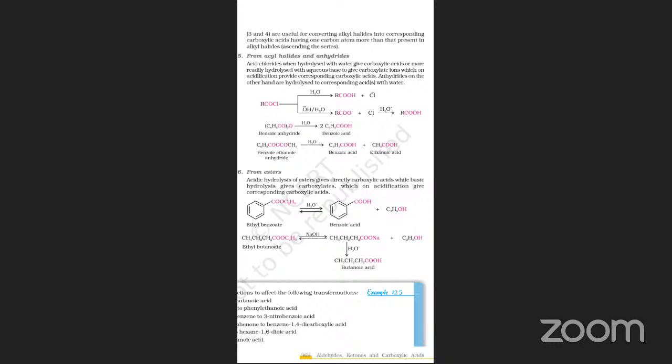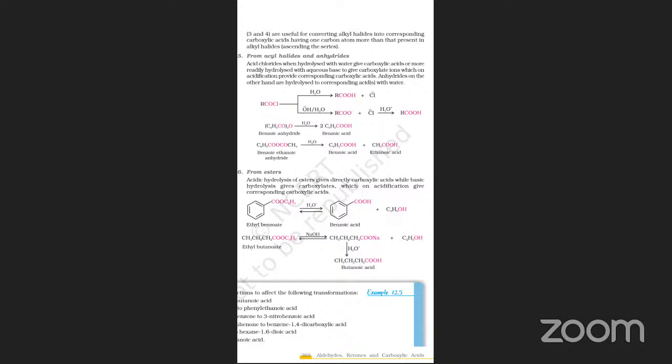From esters, if we look at acidic hydrolysis of esters, it is a reversible process. Already we know that when alcohols are reacted with acids in the presence of a concentrated acid at a temperature of 170 degrees centigrade, acid plus alcohol in the presence of a concentrated acid gives esters with water as a byproduct. That we know very well.